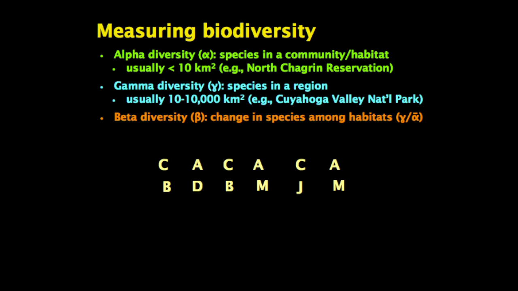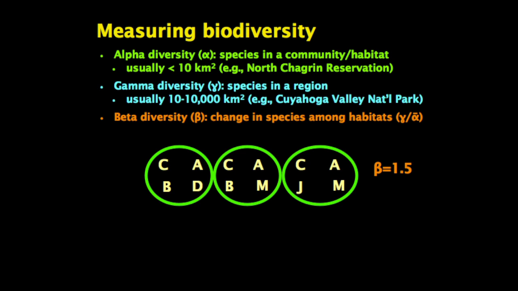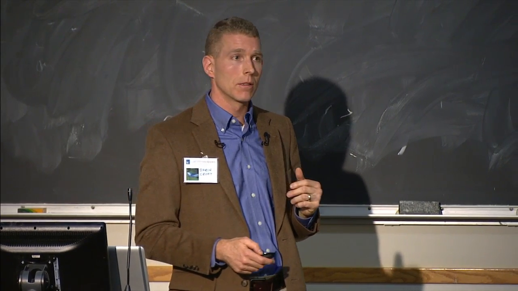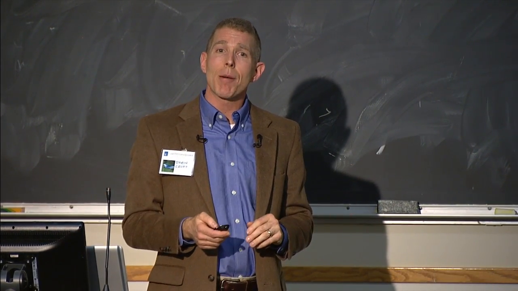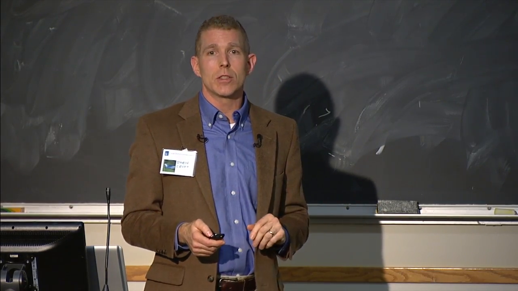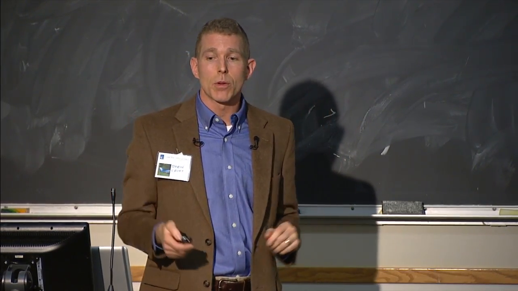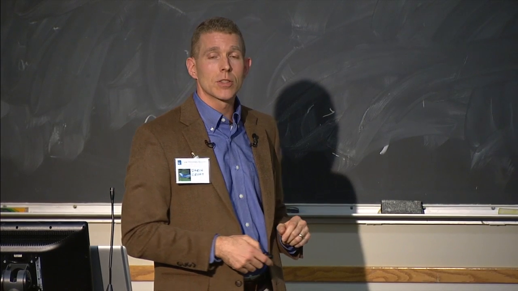So if we look back at all our letter species that are in Cuyahoga Valley National Park, we do a number of surveys to assess alpha diversity. We come up with a beta diversity of 1.5 because we are dividing 6 by 4. We might have another park that has a different distribution of habitats, maybe fewer species in each habitat, but an equal number of species overall. And it might look something like this.